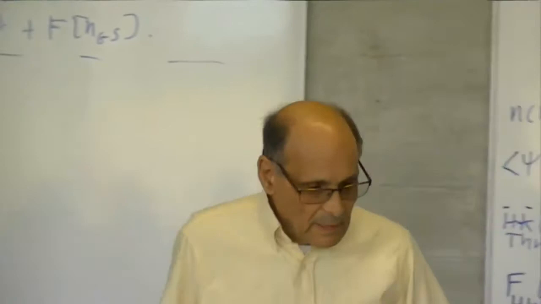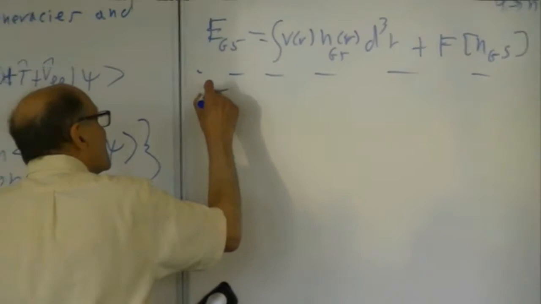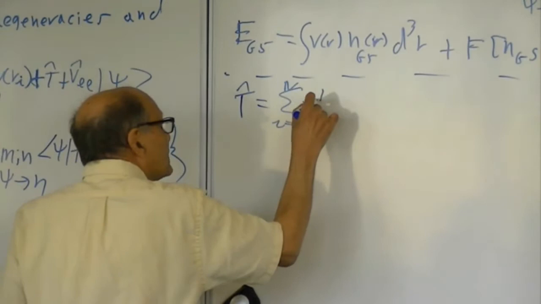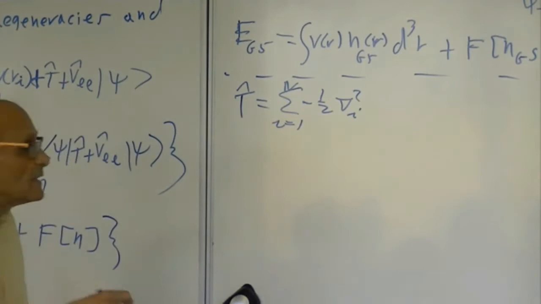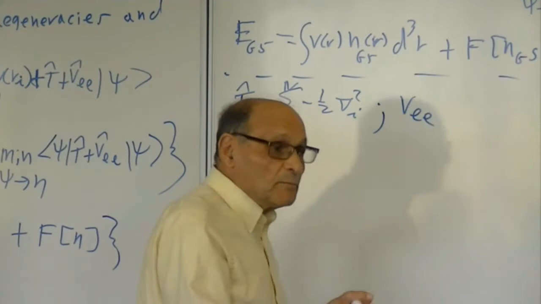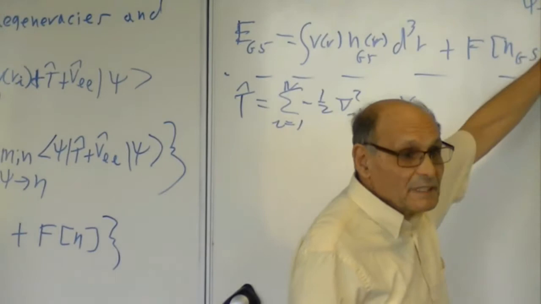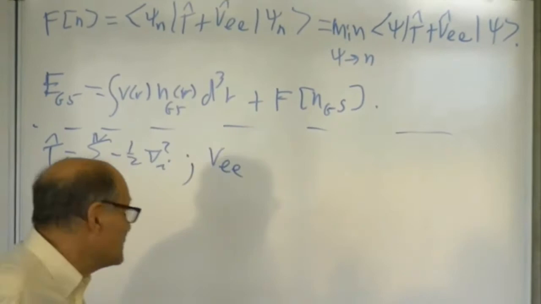Okay? T is the kinetic energy. So it's the sum over i equals 1 to n of minus 1/2 del squared of r i. Okay, is that fine? Alright, and the VEE operator. Actually, a good point that you asked me to put down, because you need to know this, and it all helps in the derivation of the theorem. Yes, we have to know what the operators are.